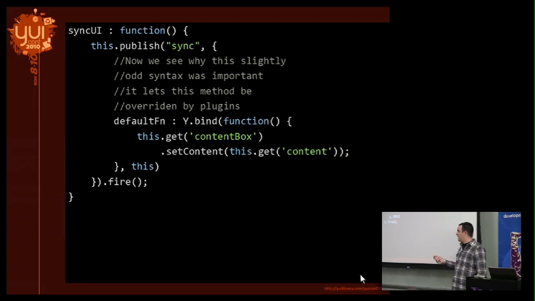Just like on a link, if you were to click it, the browser would follow it. That's the default function for the browser on a link. This is our default function for when the sync method is called. It's okay to call this .publish multiple times.